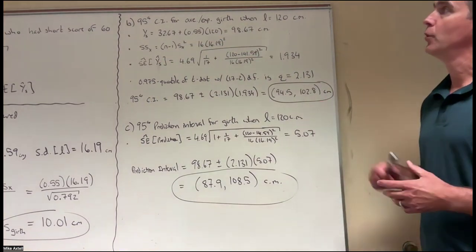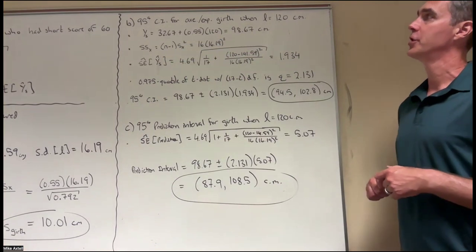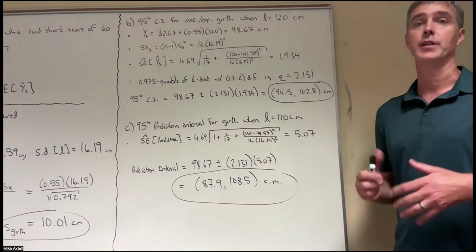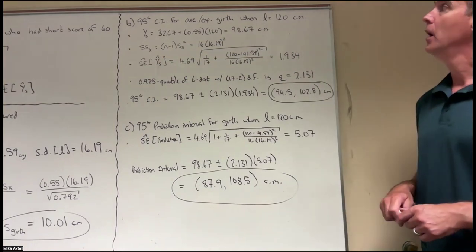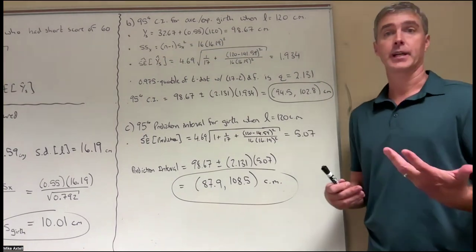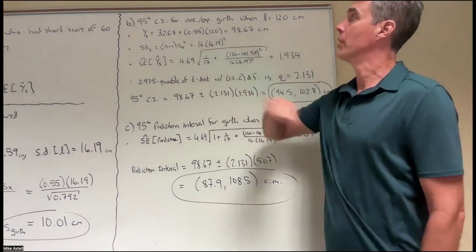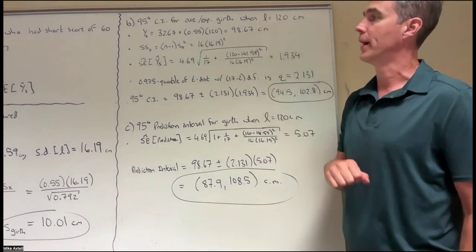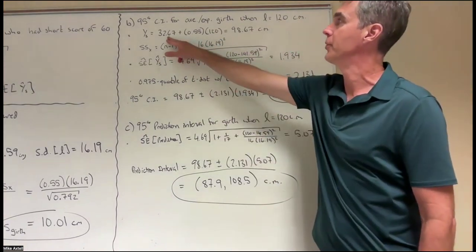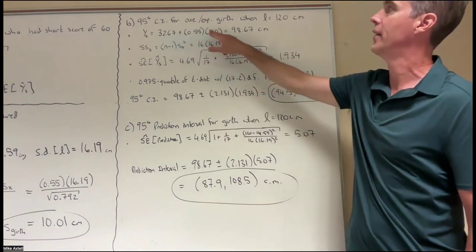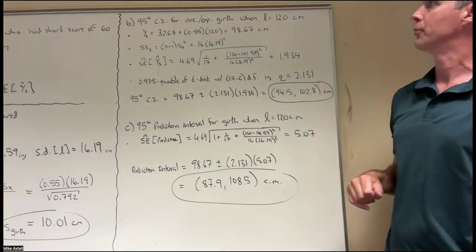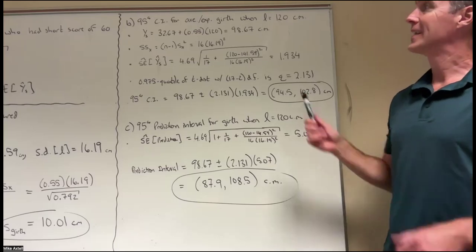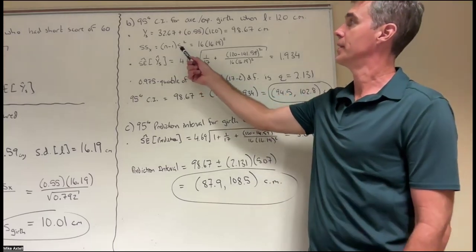Okay, so in part B, we want a 95% confidence interval for the average or the expected girth of a bear whose length is 120 centimeters. Well, first off, let's get the predicted girth. So I'm going to plug 120 centimeters into my linear model. So there's the 32.67 plus the 0.55, and there's my input of 120 centimeters length, and I get a girth of 98.67. SSX is given by n minus 1 times SX squared.